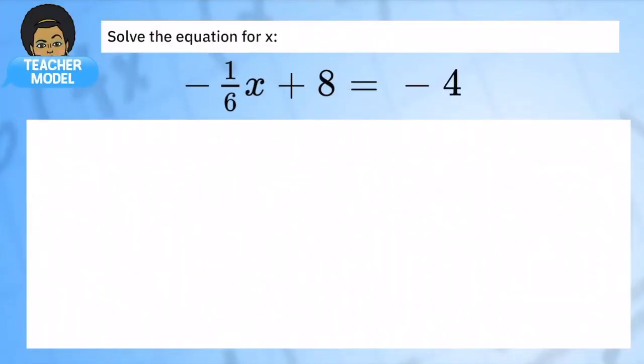In our last lesson, we did tons of practice with one-step equations, and today we're going to work on solving two-step equations, figuring out what the proper solution would be. In this case, we have negative 16x plus 8 is equal to negative 4.